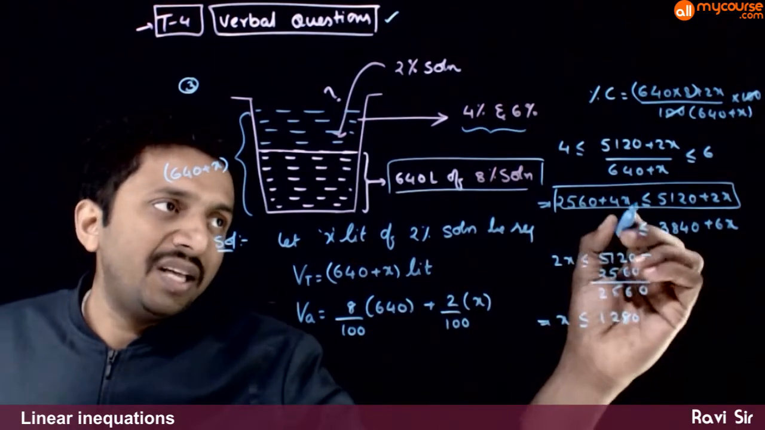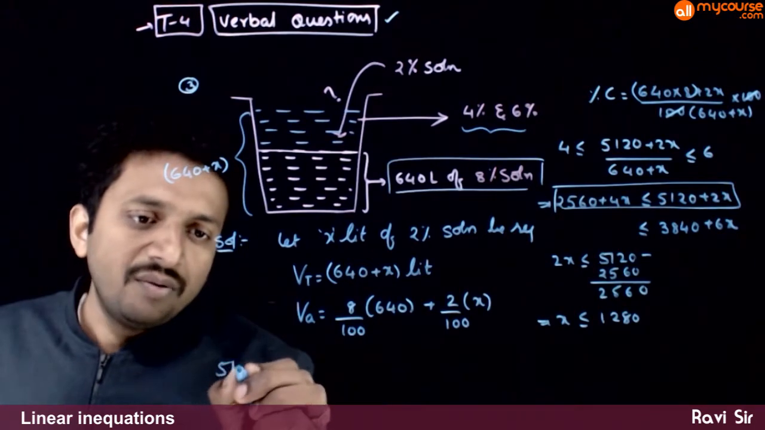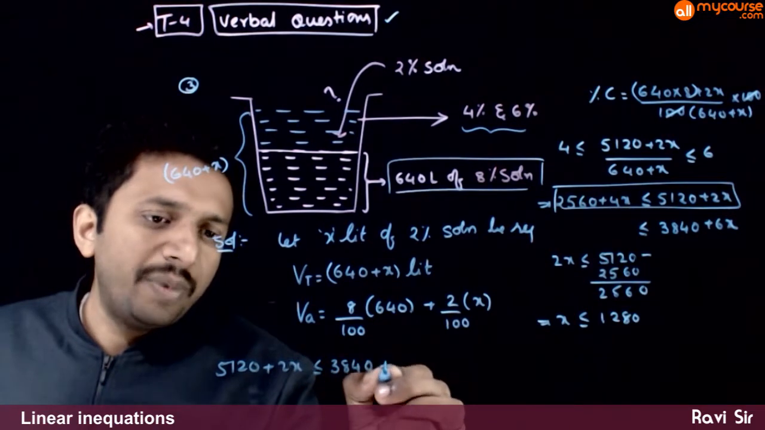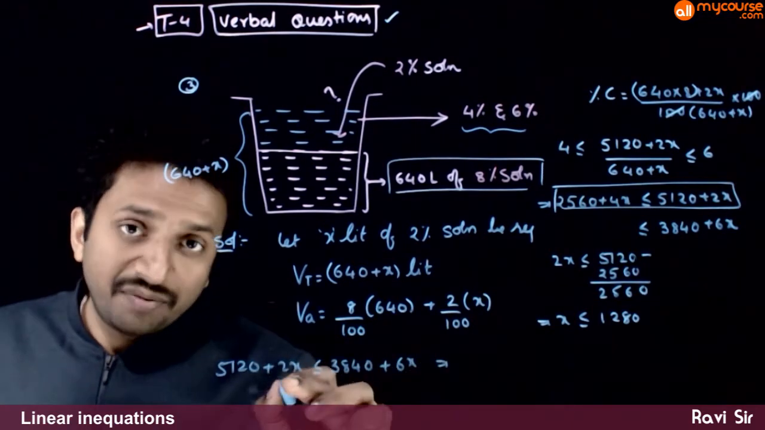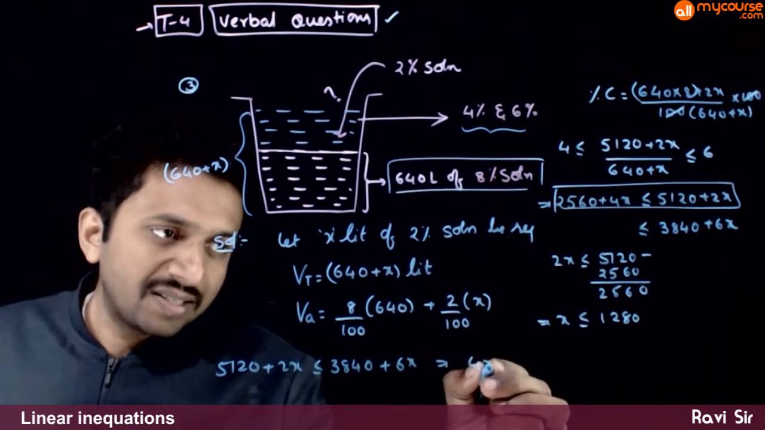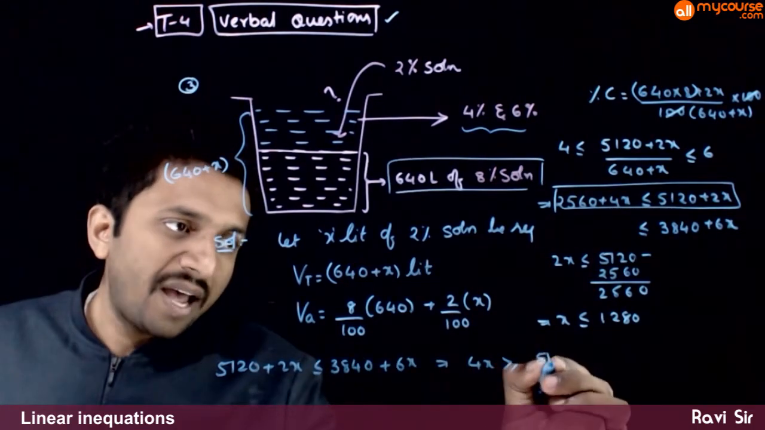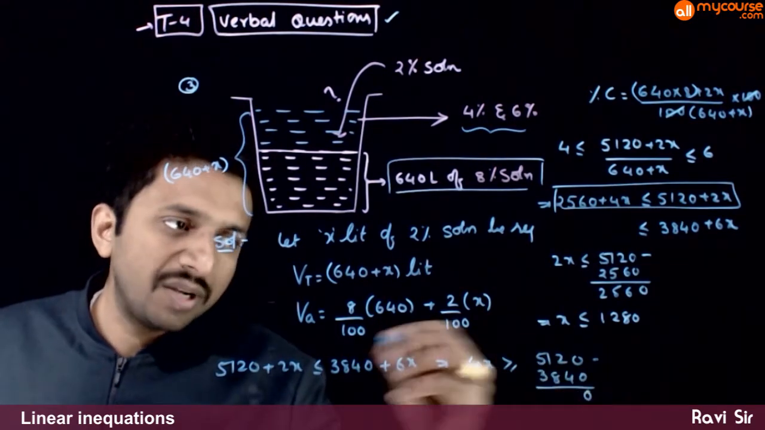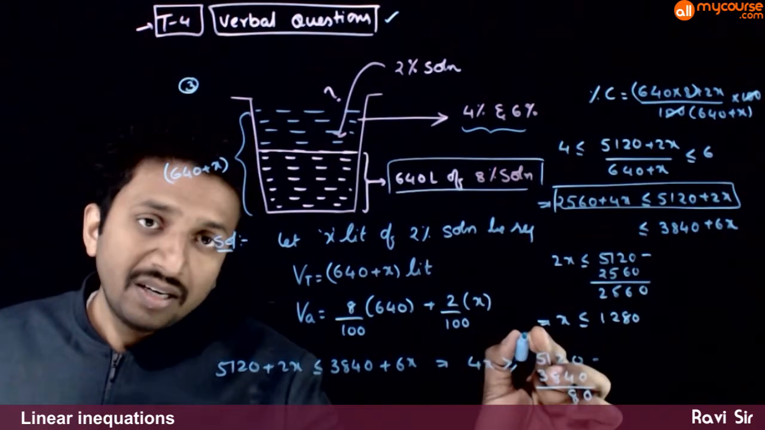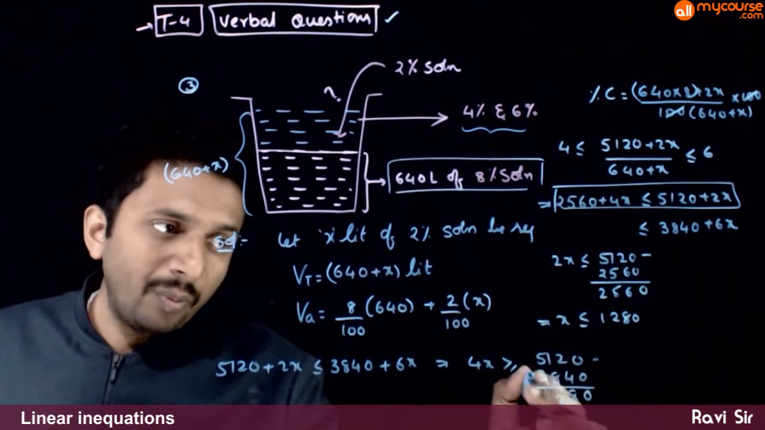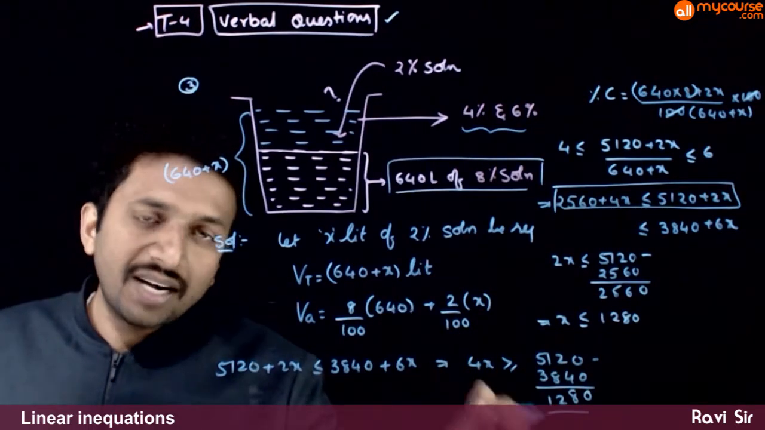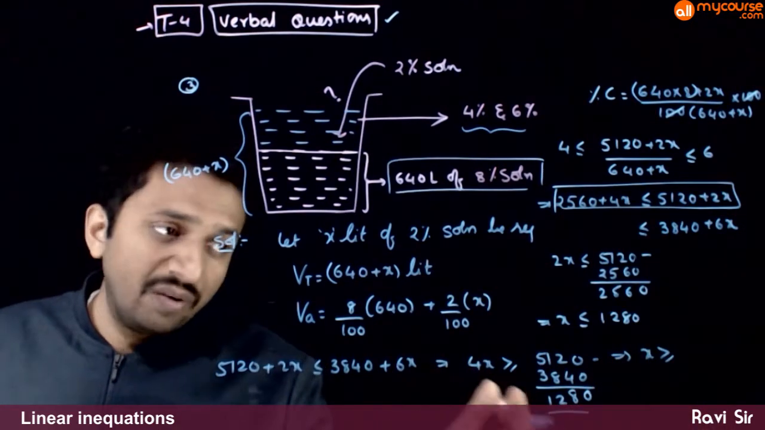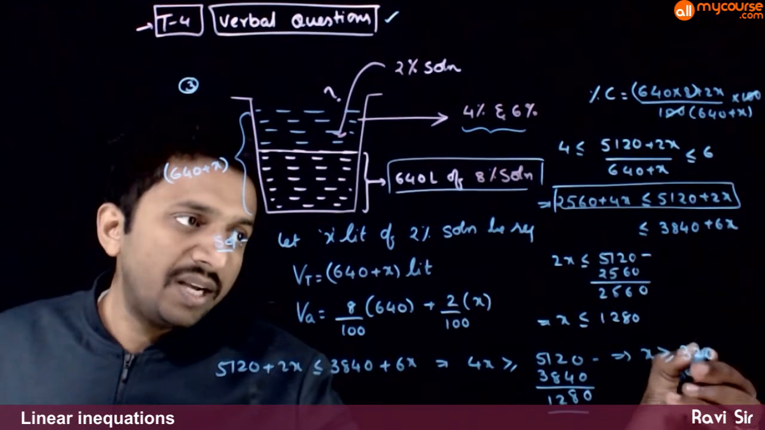Now if you take the second part of the inequality, 5120 plus 2x is less than or equal to 3840 plus 6x. This implies if you send this 2x onto that side, 4x is greater than or equal to 5120 minus 3840. So if you subtract this, you get 1280. So 4x is greater than or equal to 1280. This implies x is greater than or equal to, just need to divide with 4, you get 320 liters.